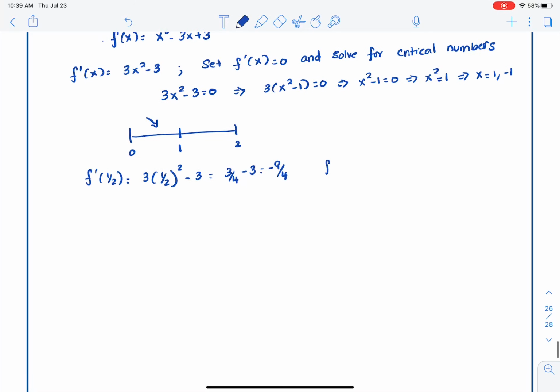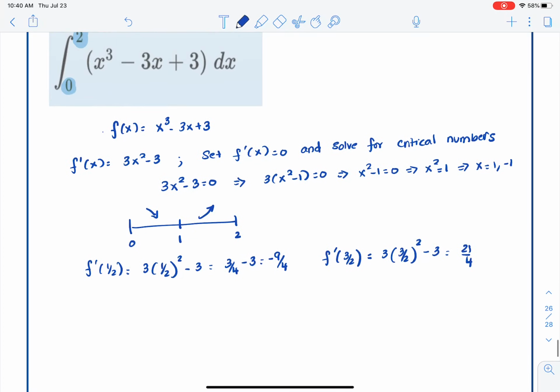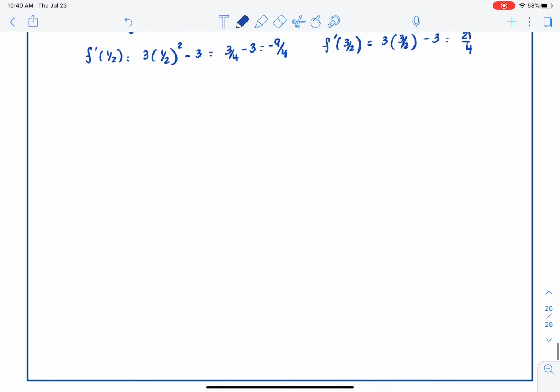And pick an easy number between 1 and 2. Let me pick 3 over 2. Plug it in the derivative. 3 times 3 over 2 squared minus 3. That would be 9 over 4, 27 over 4, 21 over 4, positive number. So it is increasing. Since we have a change in direction, we have to split the integral into two parts.